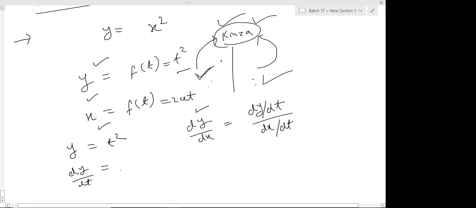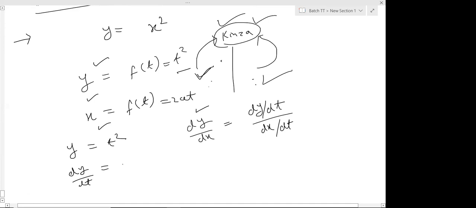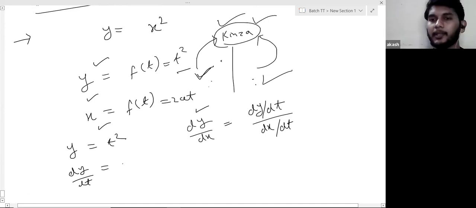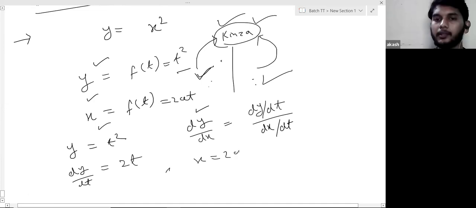Just differentiate t square with respect to t. Okay, so it will be d t square by dt, right? So what will be the answer? Okay, so it will be 2t. 2t. Okay. So x is 2at.